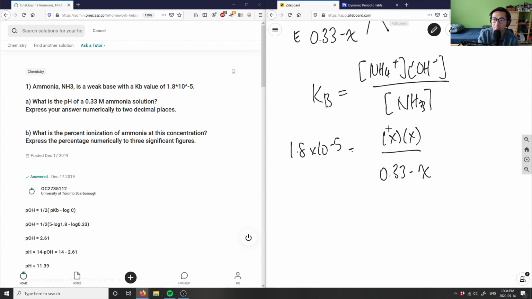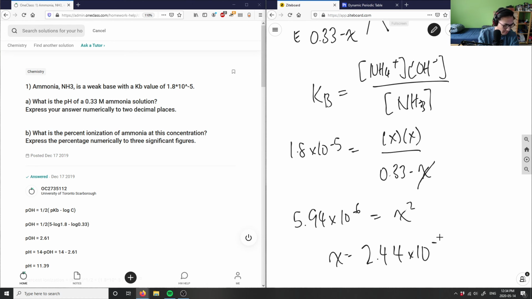And then I'm going to use my small x approximation to get rid of this X here, and multiply both sides by 0.33. So I have 1.8 times 10 to the negative 5 times 0.33. This will give me a value of 5.94 times 10 to the negative 6. This will equal X times X, which is X squared. I can square root both sides to get X equal to 2.44 times 10 to the negative 3. This is our molarity.